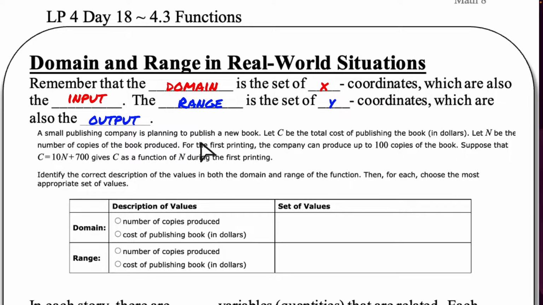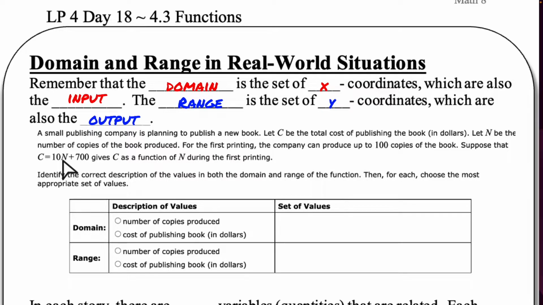Suppose that C equals 10N plus 700 gives C as the function of N during the first printing. So let's think about this equation. C, we've already been told that's the total cost. So I know this is cost equals 10N. Well, N I was told is the number of books produced. So why would I be multiplying 10 by the number of books? Well, maybe that's the cost per book, $10 per book, right?